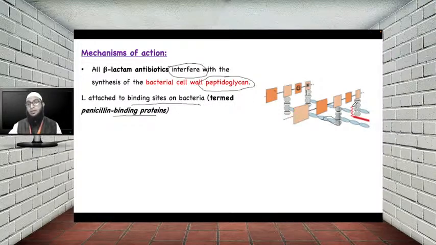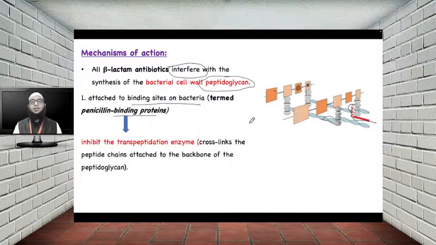So in this diagram, this is the site of action of the drug. So here penicillin will go and bind to the penicillin binding protein, which is specific only to the penicillin. Okay. Once it binds to the penicillin binding protein, it inhibits the enzyme called transpeptidase. So there is inhibition of the transpeptidase enzyme. Okay. Now what is the role of this transpeptidase enzyme? This transpeptidase enzyme is responsible for the cross-linking of the peptide chain which is attached to the backbone of the peptidoglycan.